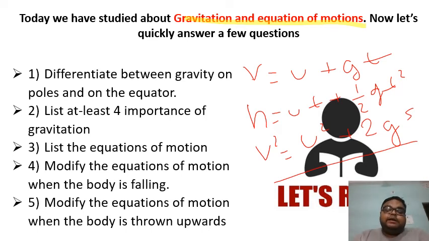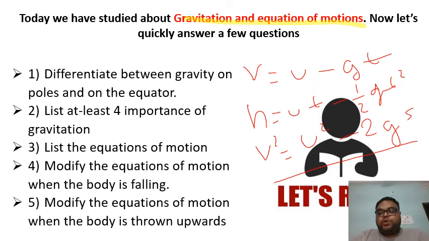Now we will modify these equations for bodies that are being thrown upwards. In that case, we will change the plus sign to a minus sign. So v equals u minus gt, h equals ut minus half gt squared, and v square equals u square minus 2gh. So this was all we have learned today.